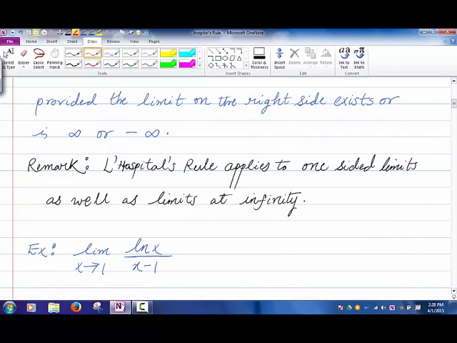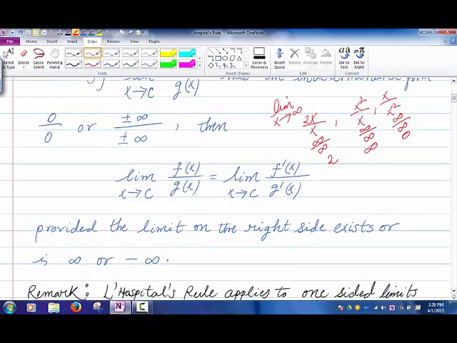All right, one more remark here. Even though I stated L'Hopital's rule in terms of a two-sided limit, limit as x goes to c, I could also look at the limit as x goes to c from the right or from the left. c could be infinity or negative infinity. Is everybody clear? L'Hopital's rule applies even if I have one-sided limits, or I'm looking at the limit as x goes to infinity or negative infinity.